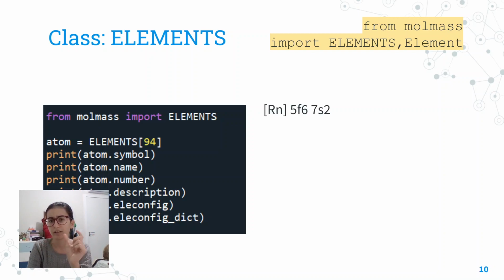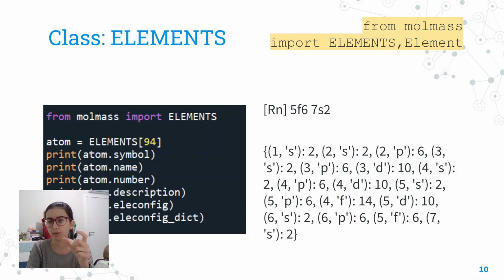Here it gives only the last ones, the outermost ones, but you can also have the full description, and it shows like that, like a dictionary.